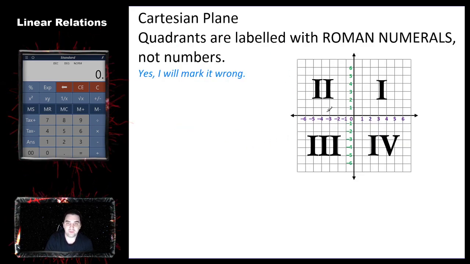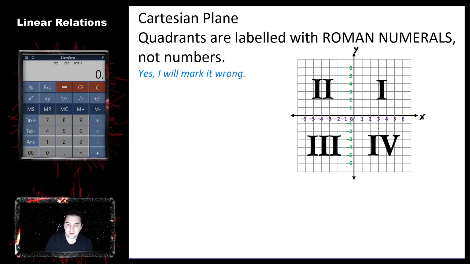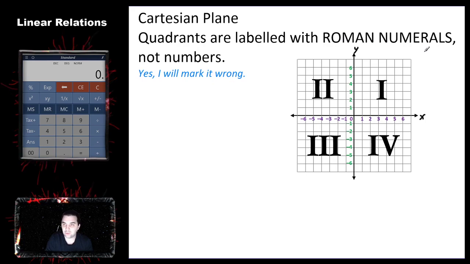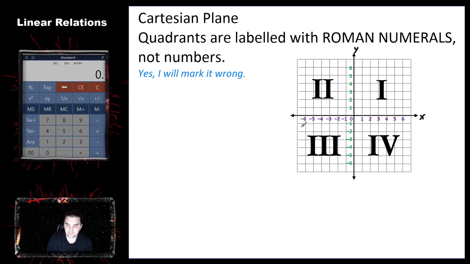A quick review of the Cartesian plane. So the Cartesian plane is this thing you're looking at right here, going left and right along the x-axis, going up and down on the y. And all these quadrants, we reviewed this in the last video, are represented in Roman numerals. So you have quadrant 1, quadrant 2, quadrant 3, and quadrant 4. And it goes around like that. You cannot write number 1, number 2, number 3, and number 4. They have to be Roman numerals.